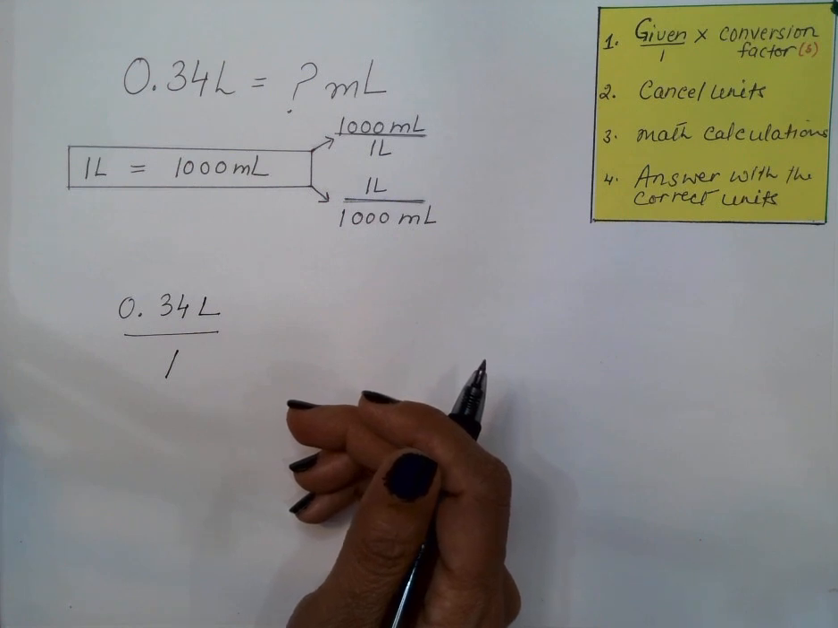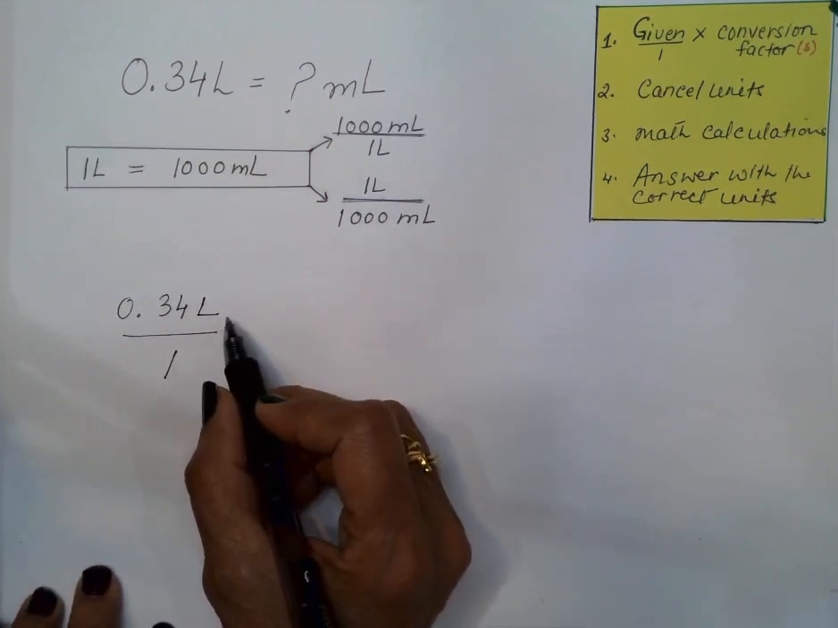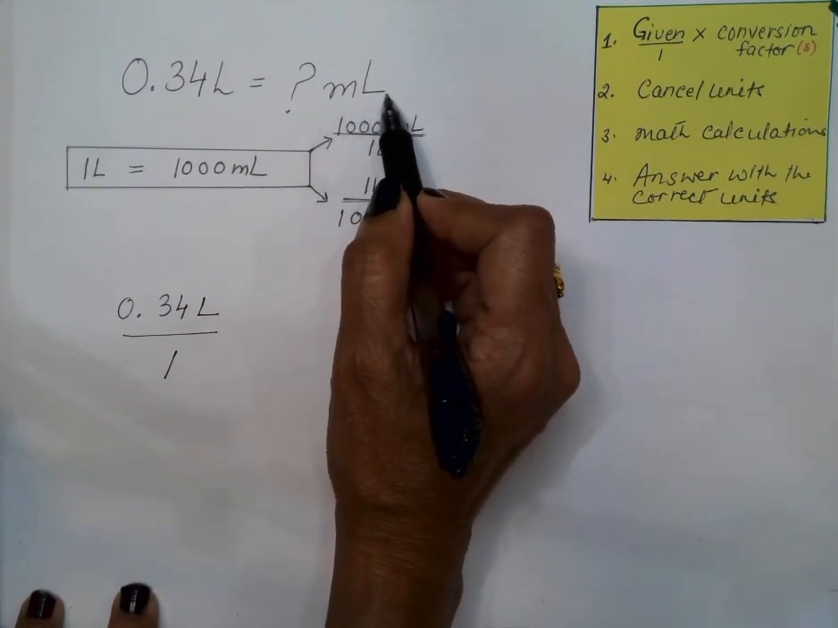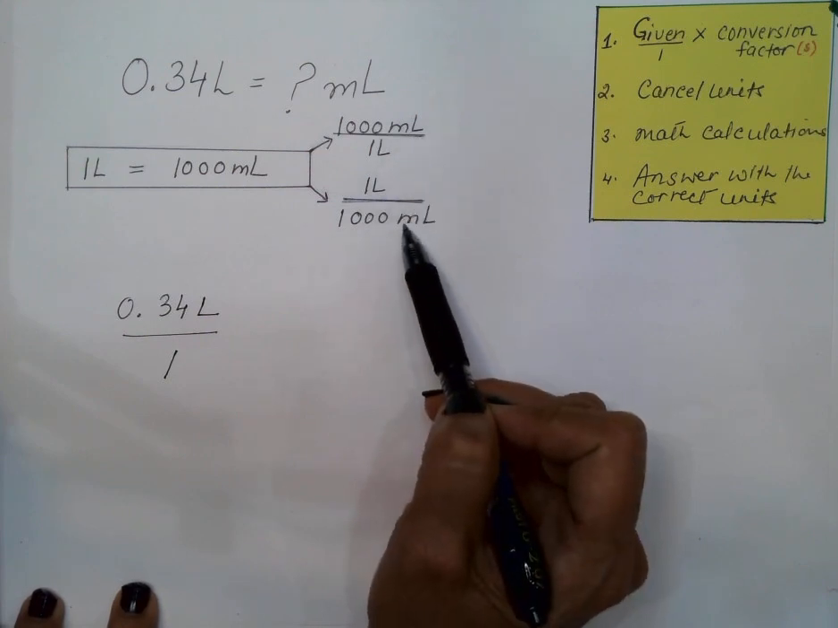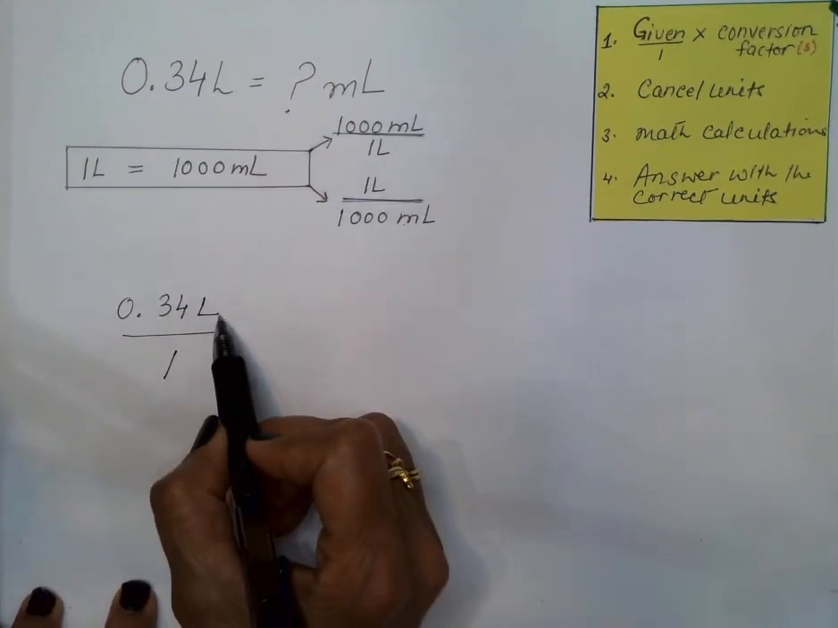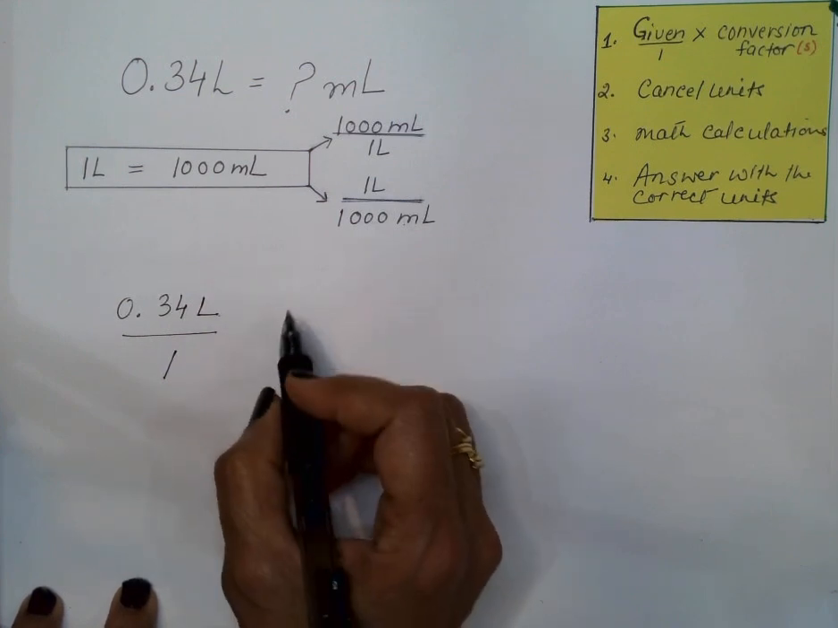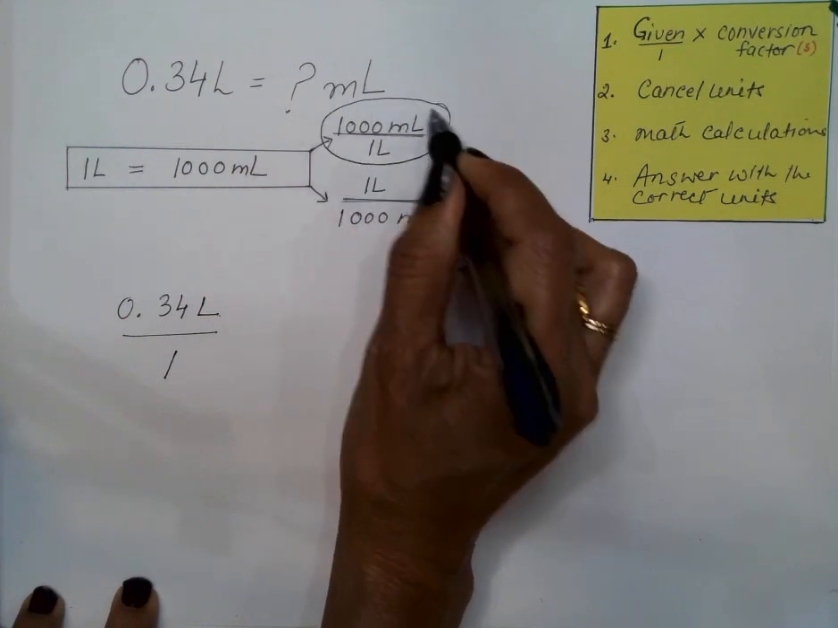Now I'm looking for a way to get rid of my liter because I don't want liter in my answer. What I want in my answer is milliliter. So which fraction should I pick from here? This one or that one? Well, I want to get rid of liter. So liter here is in the numerator, so the next fraction should have liter in the denominator. So this is the one I'm going to use.